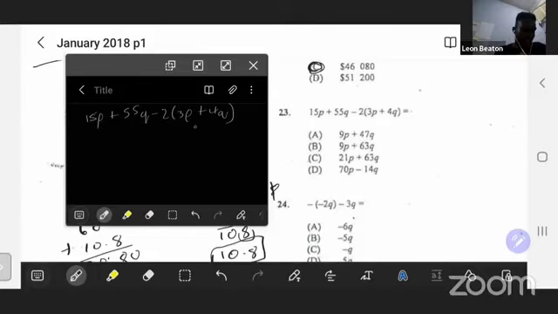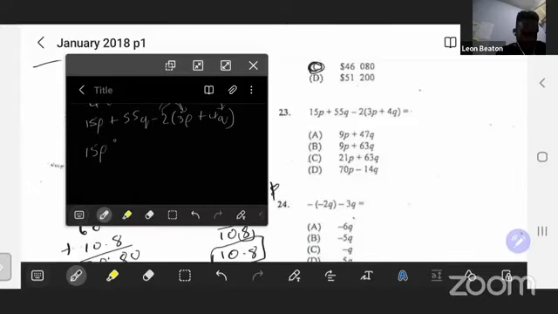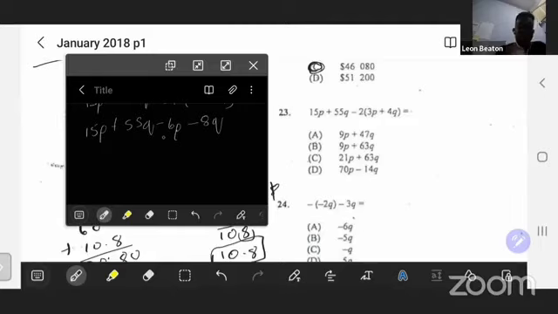And we see that we gotta use the distributive law to expand this bracket. They have a -2 outside this bracket, so we gotta distribute that -2 throughout here. Don't just distribute 2, we gotta distribute the -2. So we'll have 15p plus 55q, and -2 times 3p will be -6p. A negative times a positive becomes a negative. -2 times 4q will give you -8q. And 15p plus 55q.